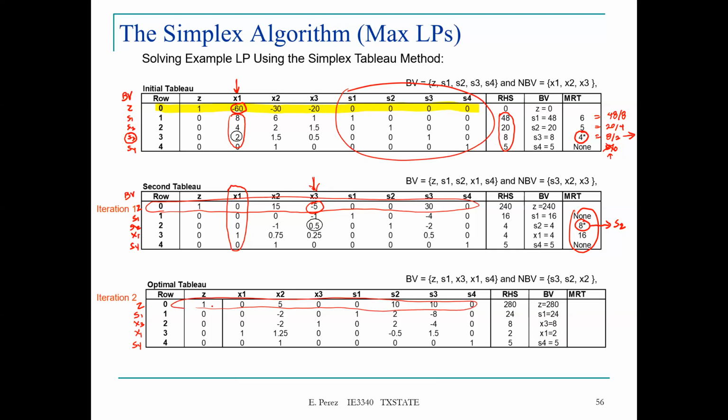The answer is no, so I'm done. That's the optimal solution. So the optimal solution is S1 equals 24, X3 equals 8, X1 equals 2, and S4 equals 5. So that's the optimal solution: X1 equals 2, X2 equals 0, and X3 equals 8.